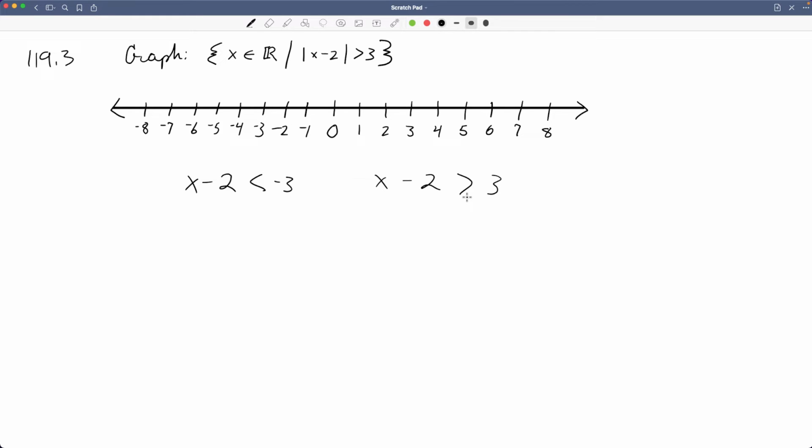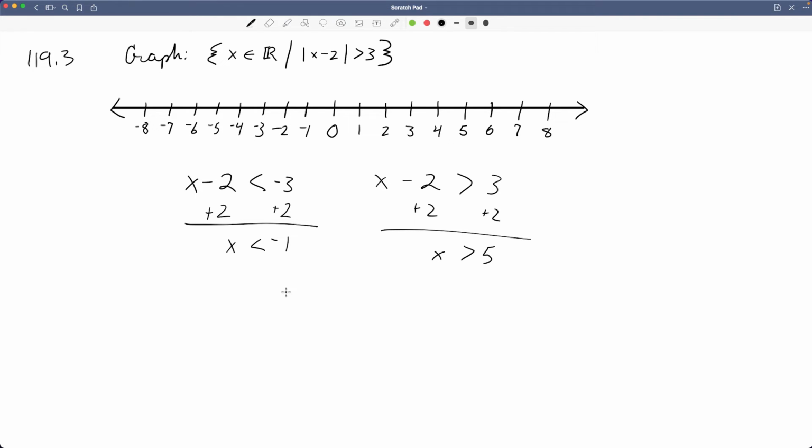All right, and the reason we flip the symbol is because we are multiplying this times a negative 1. So that makes us flip there. Now we're going to add 2 to both sides here, and we get x is less than negative 1. And when we add 2 to both sides here, we get x is greater than positive 5.